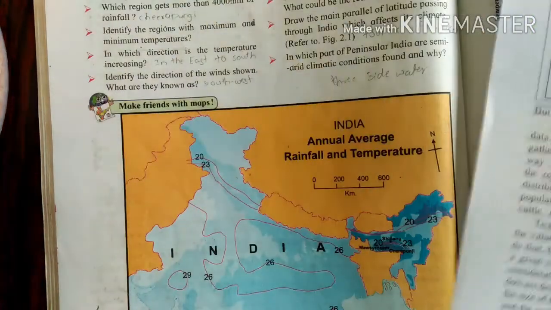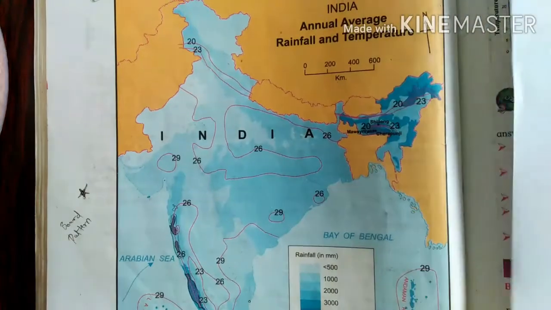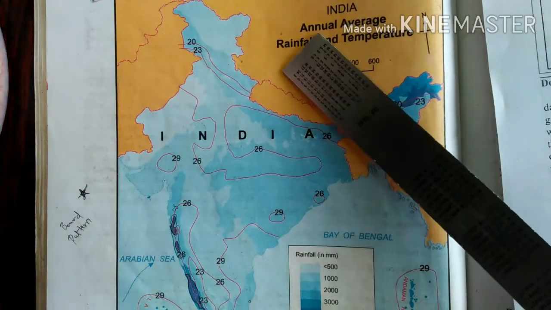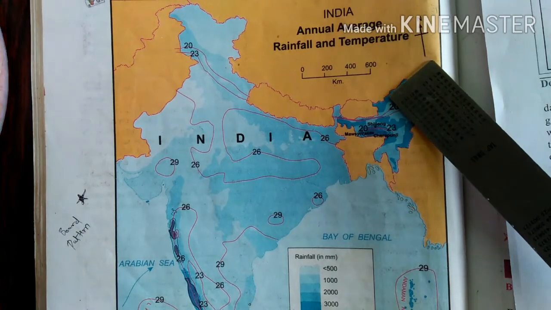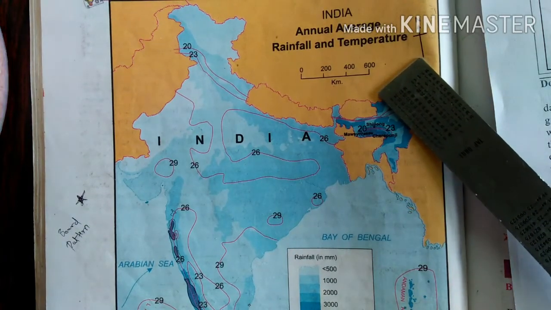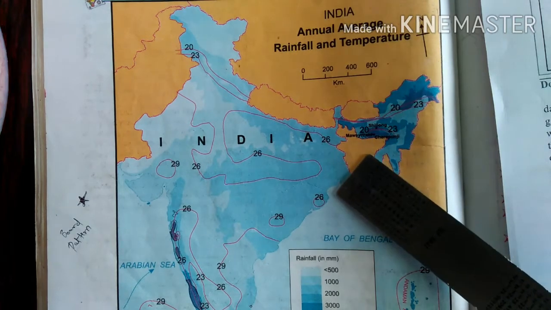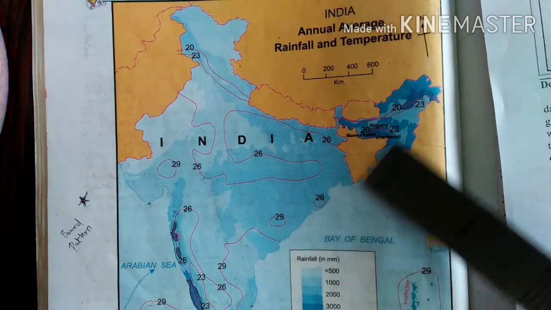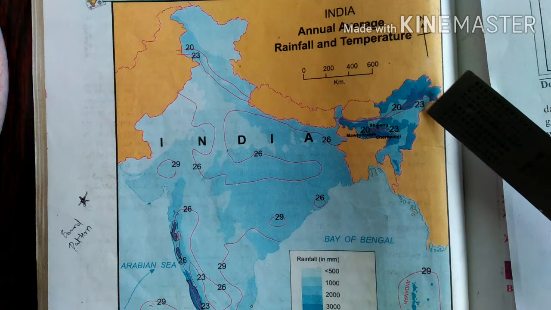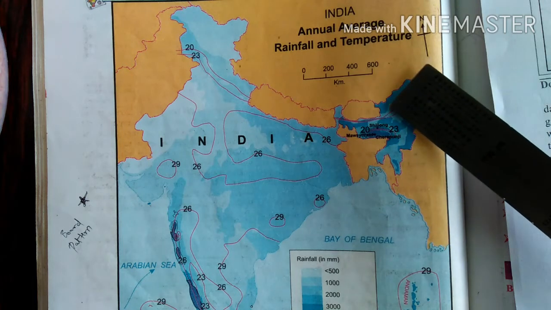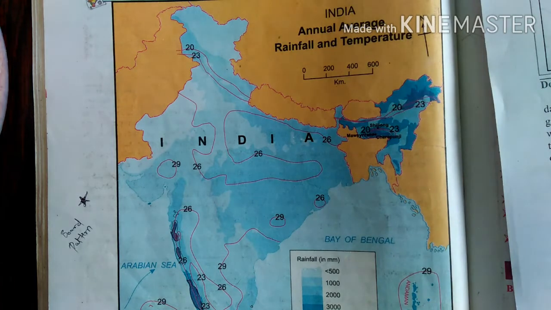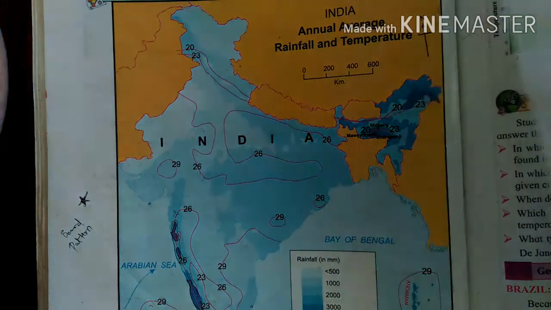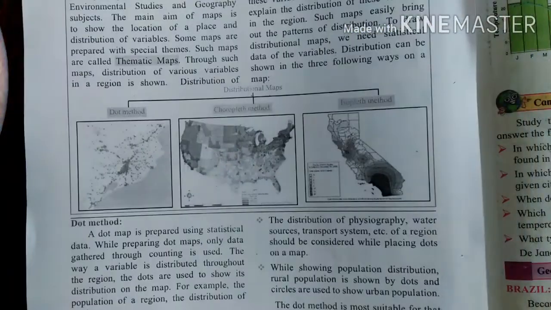For example, I will show one map. See, this is the map of annual average rainfall and temperature. Here, the dark color shows the higher rainfall and the faint color shows the lowest rainfall in the region in India.